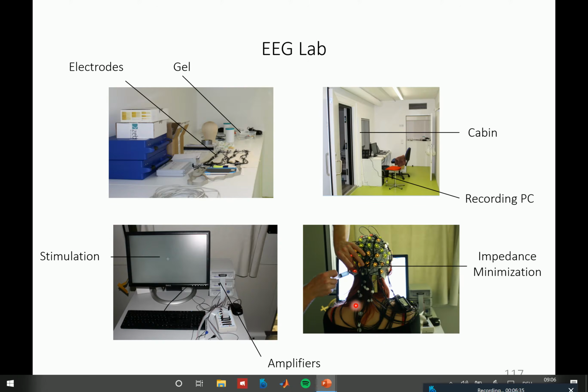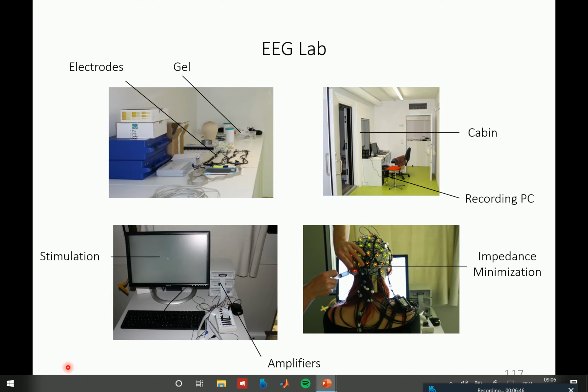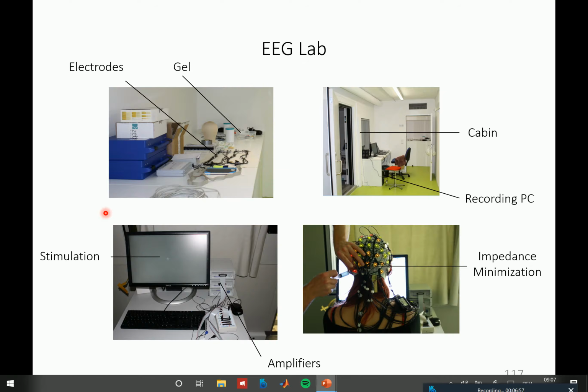This is one way EEG labs can look. Actually, our labs here look different. These are some pictures that I took at the Max Planck Institute, when I used to work there. What you see here is an EEG cabin, so one can do EEG recordings inside a shielded cabin.